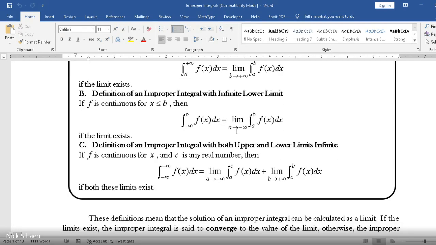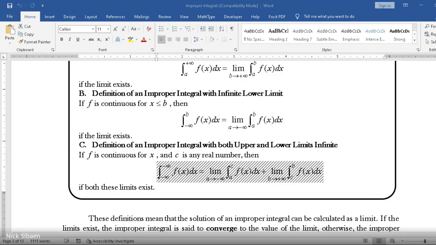Dito sa baba, that's letter B. This is what we use if yung lower limit yung infinity. So from negative infinity to B, ganun din naman, magiging limit, the same function of course, integral. Kopyahin mo kung ano yung B dyan. Tapos A, and A approaches negative infinity. Letter C, both of the limits, parang mali pa to, no? Yeah, edit natin. Negative infinity to positive infinity dapat ito. Kindly take note of that.